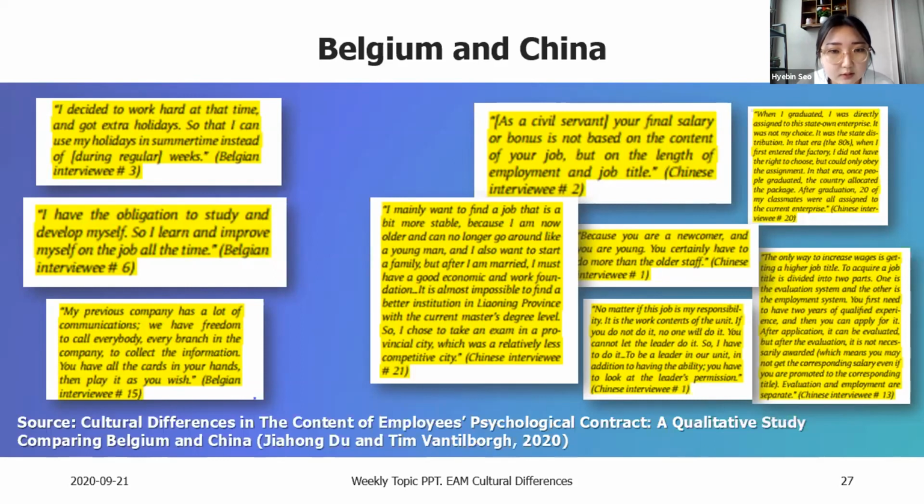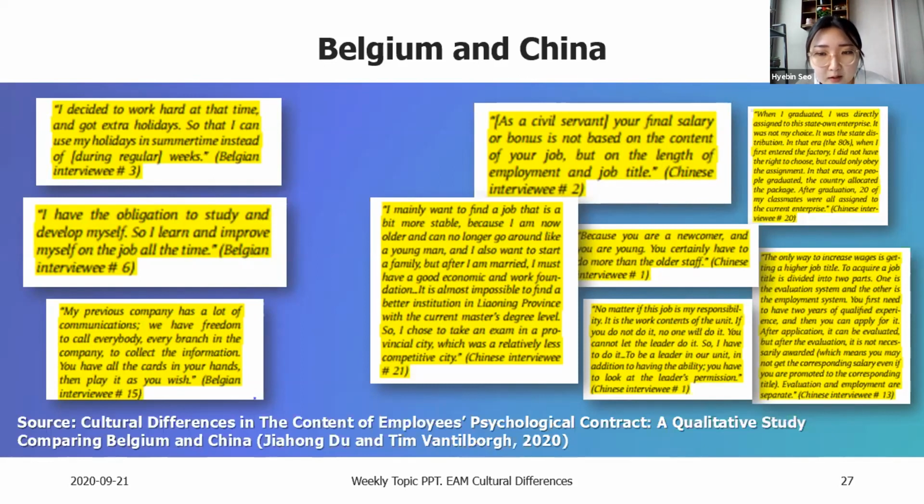And the next one says, I mainly want to find a job that is more stable because I'm now older and can no longer go around like a young man, and I also want to start a family. But after I'm married, I must have a good economic and work foundation. So it seems that they always feel the responsibility to make a community, or to form their own boundaries of a smaller community themselves.